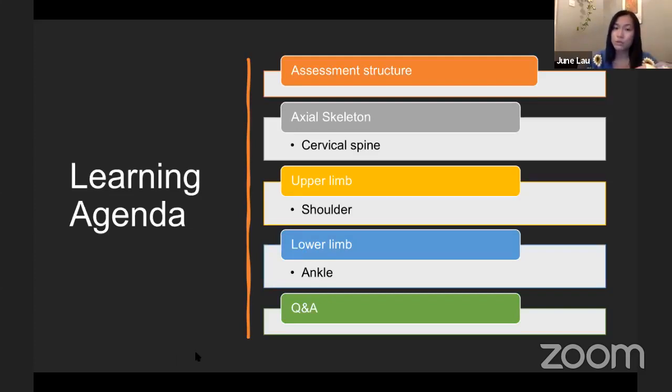So in this session, what I hope to do is go through a brief assessment structure, a structure that I use for every single trauma x-ray that I assess. And then we'll use that structure to go through each of these in turn: the cervical spine, the shoulder, and the ankle. That's what I have planned, but depending on what kind of time we have, we'll see how much we can do. For the interest of time, if you have any questions, I'm more than happy to answer them, but if you can jot them down for now and ask them at the end, that would make sure that we have the time to go through what we need and then answer the questions later.